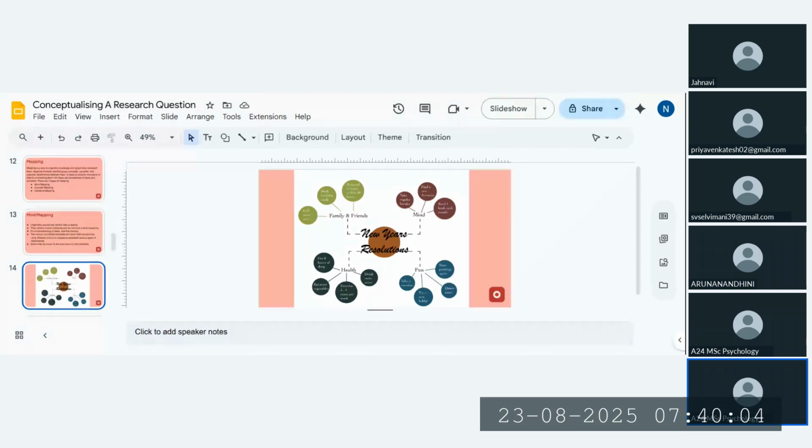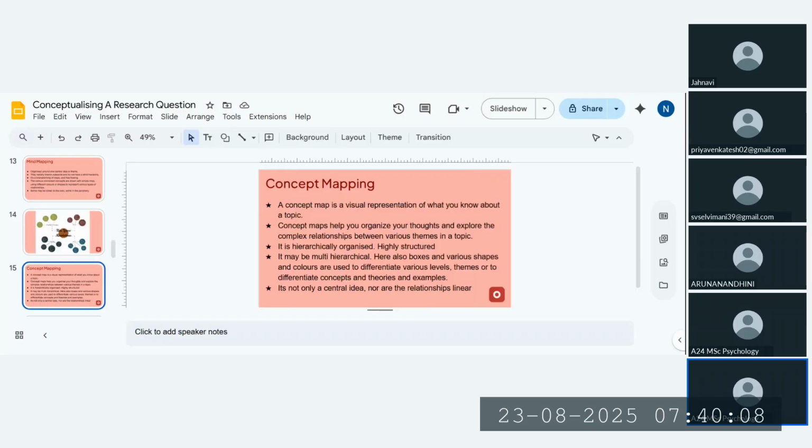This is an example of a mind map. So then you have concept maps. A concept map is basically a visual representation of what you know about a topic. Now, what is the difference between a mind map and a concept map? A concept map helps you to organize your thoughts and explore more complex relationships.